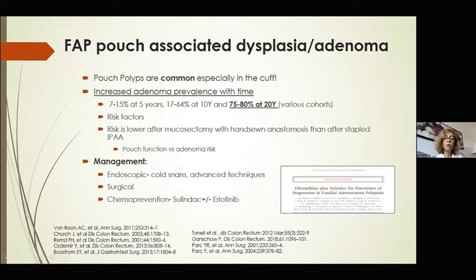As for FAP-associated dysplasia, polyps are common in FAP patients. This is part of the disease. There is a cumulative 80% rate of polyps 20 years after pouch construction. We see it very often. We know there are some risk factors, as I detailed before, and the management of pouch polyps has changed, as well as the management of the intact colon in FAP.